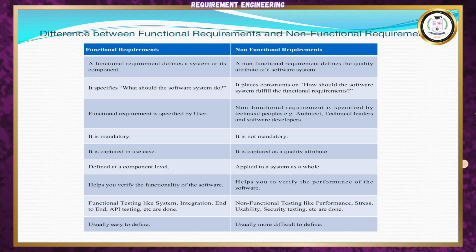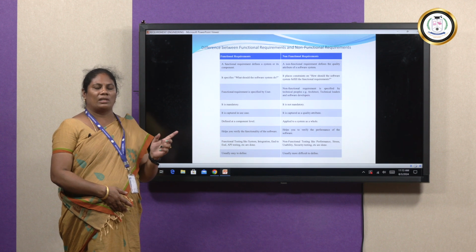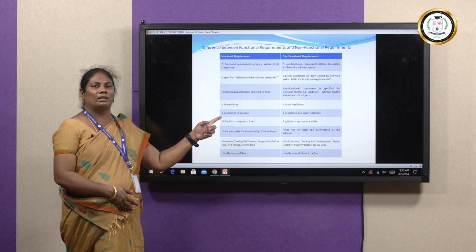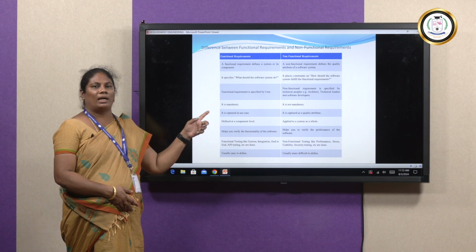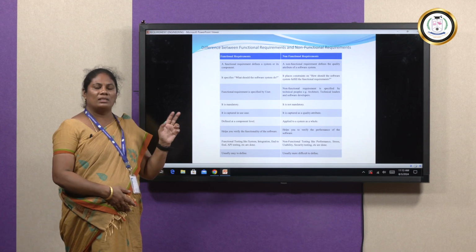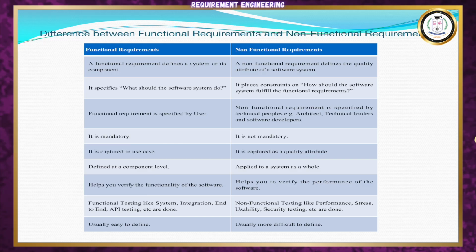So what is the difference between functional requirement and non-functional requirement? A functional requirement is defined on the components, that is, the system and its components. A non-functional requirement is defined by the attributes, the quality attributes of the system. The second point: a functional requirement is what the system software has to do. A non-functional requirement is how the system software does it. So that is the difference.